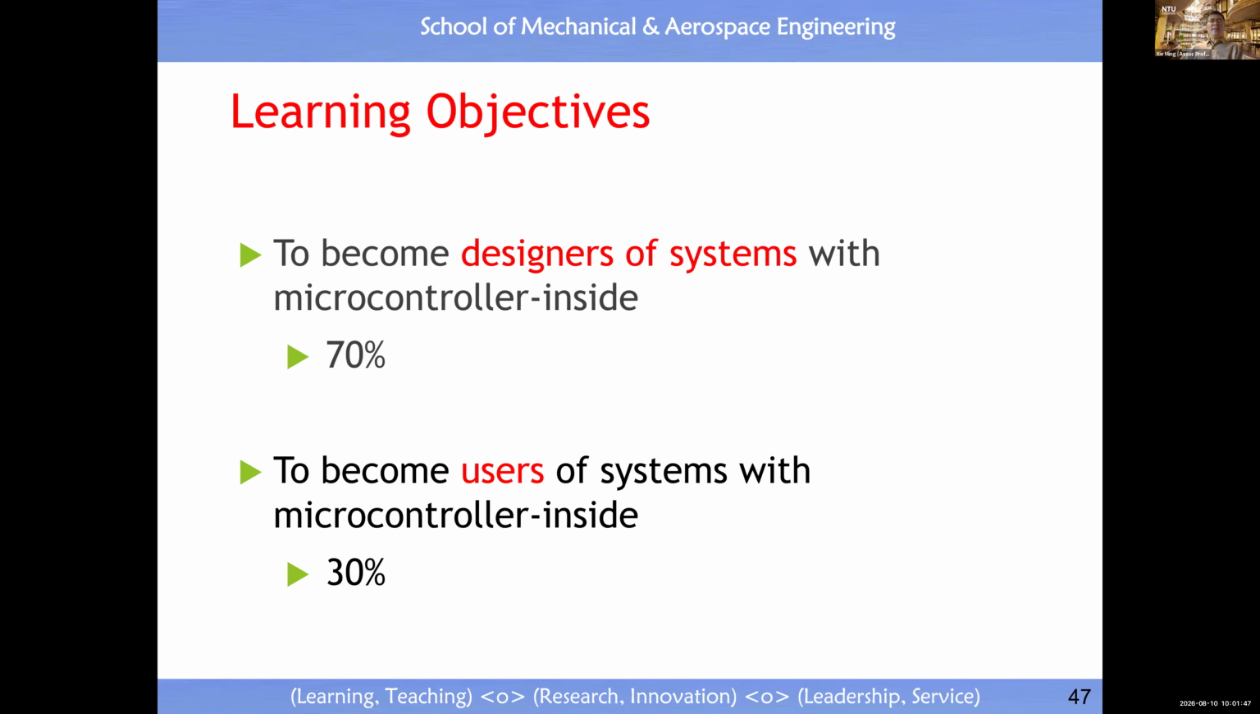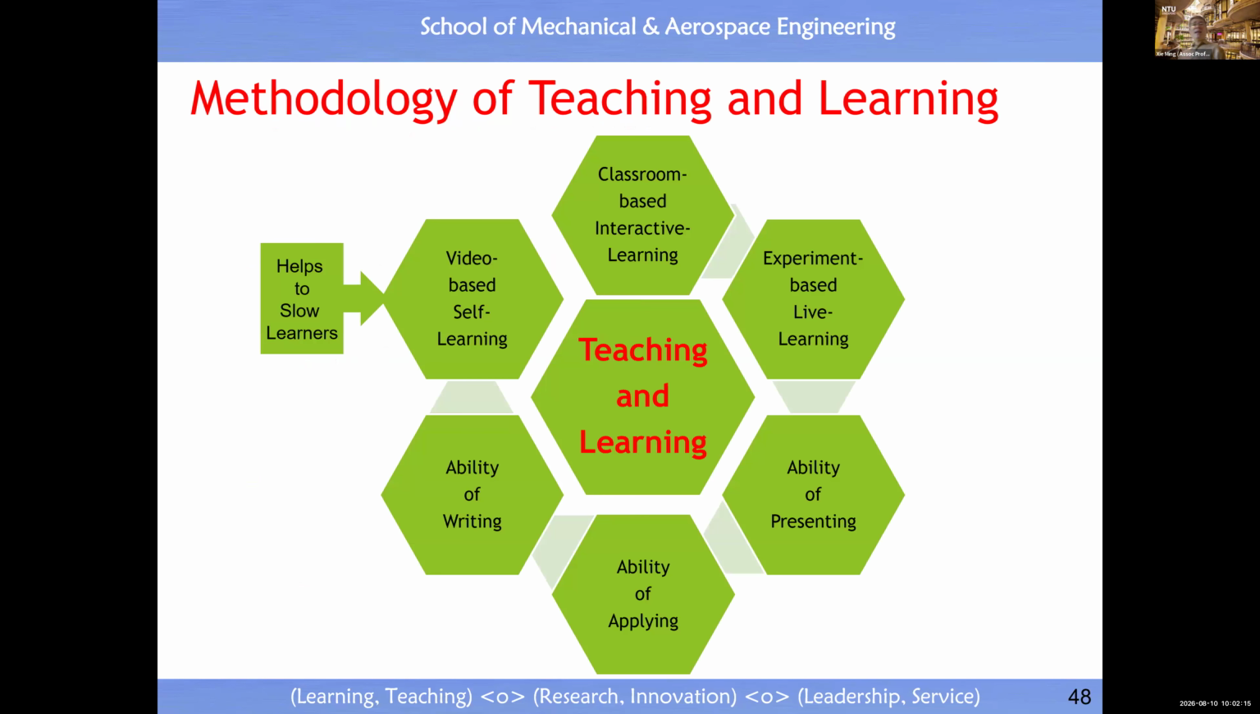And 30% of the objective is for you to know how to use a system designed by others in which a microcontroller is present, right? So you should be able to operate an IoT system in which there is a microcontroller. But the primary focus is for you to be able to design a machine with a microcontroller inside. Okay, clear? Then how to learn this course?